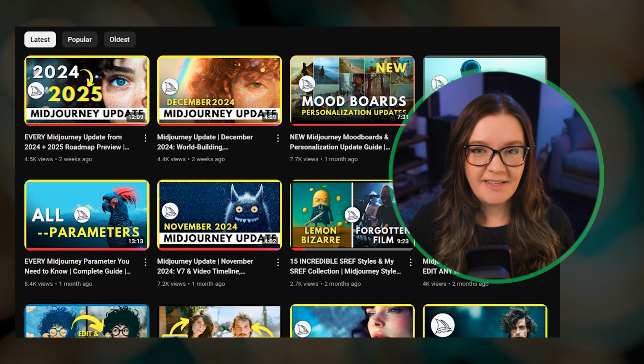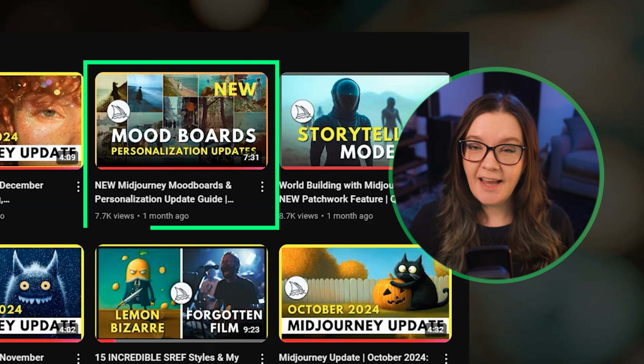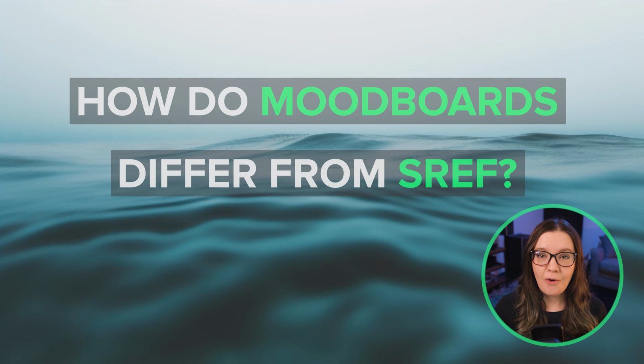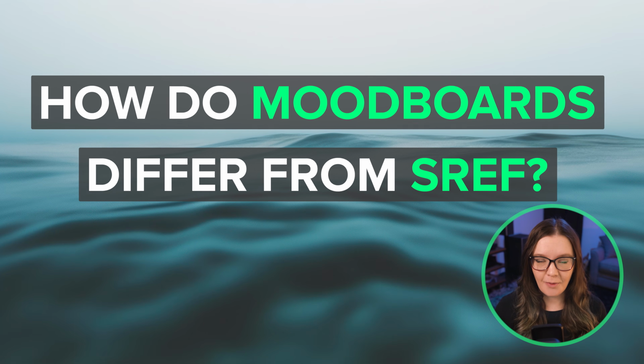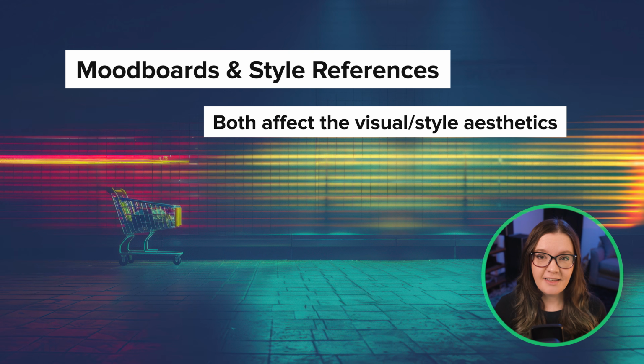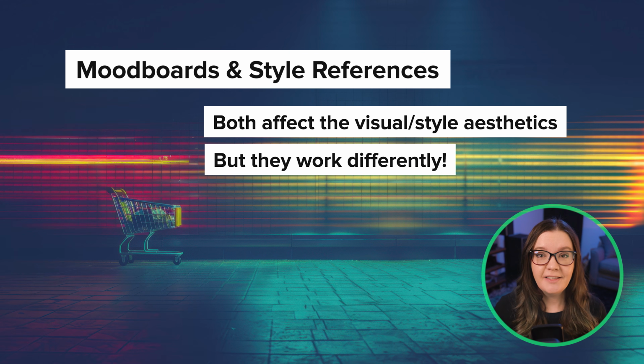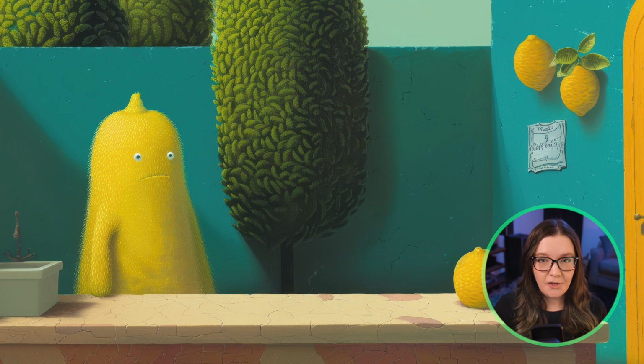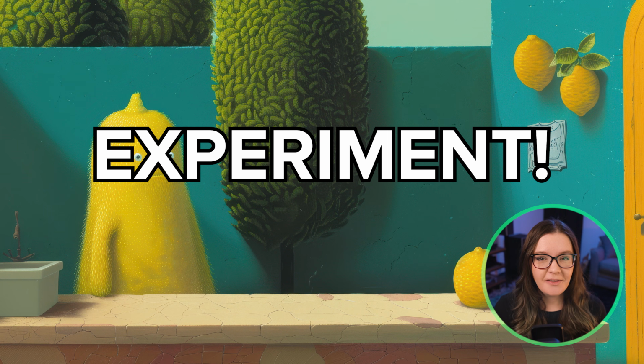Last month, I shared the basics of mood boards in this video. Today, we're going a bit deeper. The most common question that I've seen is, how are mood boards different from style references? Both mood boards and style references affect the style aesthetics that Midjourney applies to your results. But these two features work differently, and which one you want to use is going to come down to your own objectives and personal preferences. More on that later. First, let's do a little experiment.